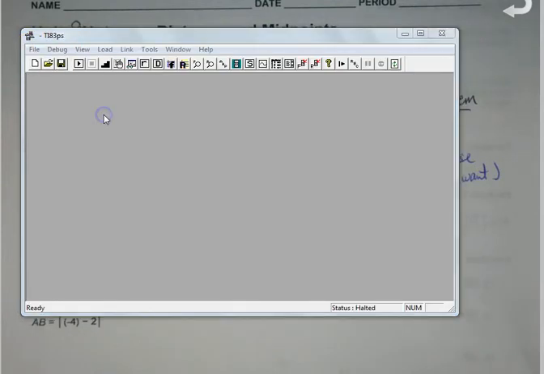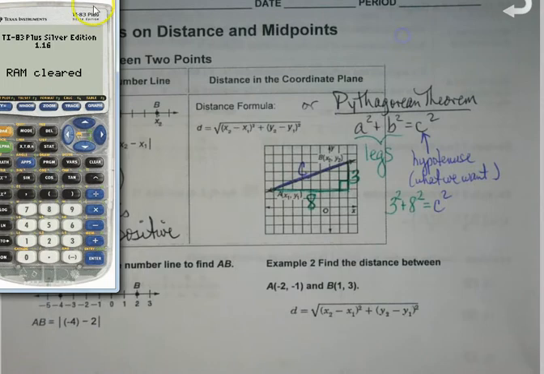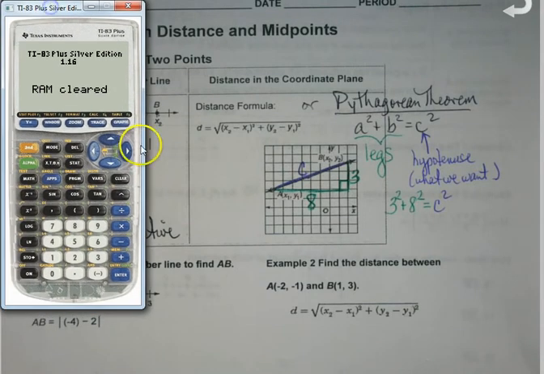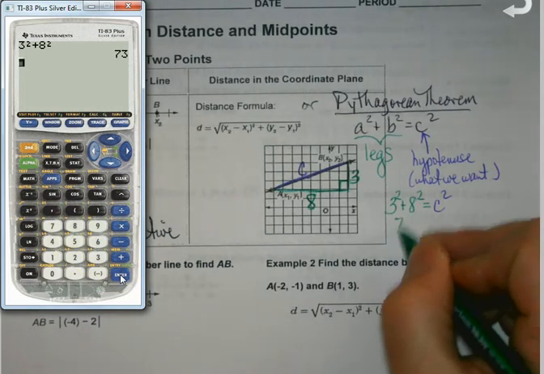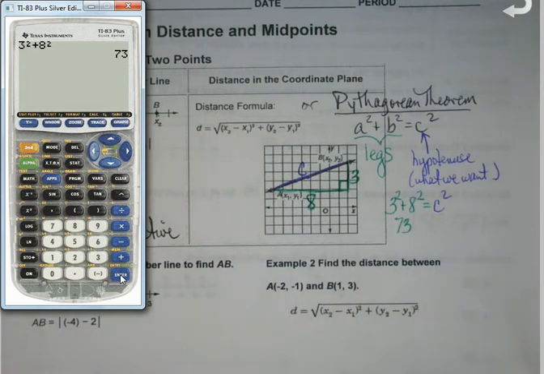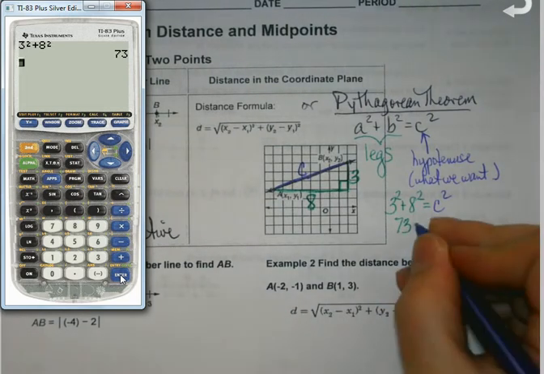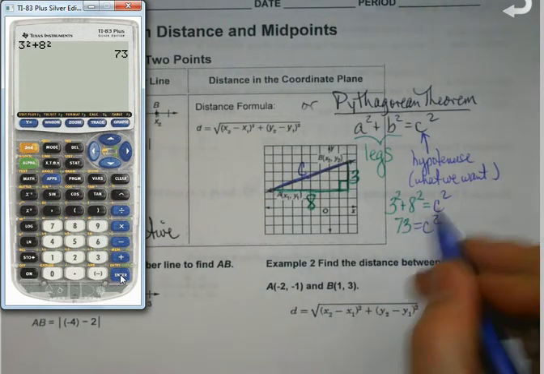A little ad there for my online calculator. So, I want to know what 3 squared plus 8 squared is. Okay, 73. So 73 equals c squared. But I don't want to know what c squared is. I want to know what c is.